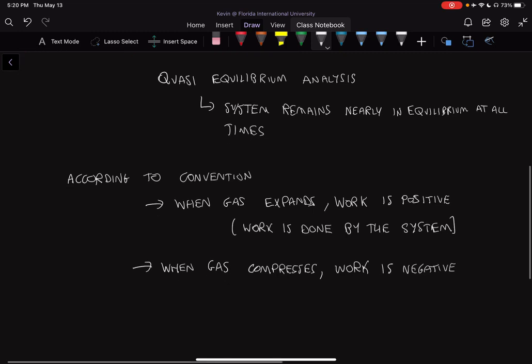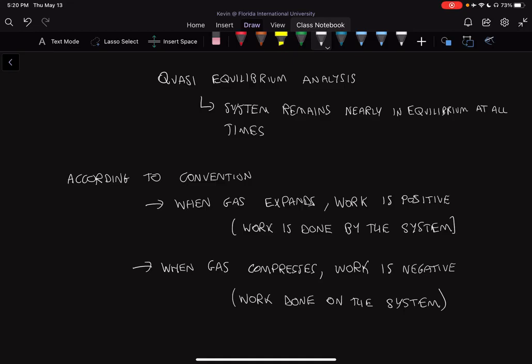And what that means is that the work being done is now on the system. So work done on the system. Okay, so the surroundings is essentially compressing the system in some way. So the gas is compressing, therefore the work has to be done from the outside to the system itself.